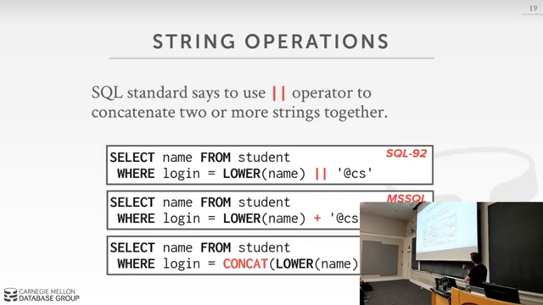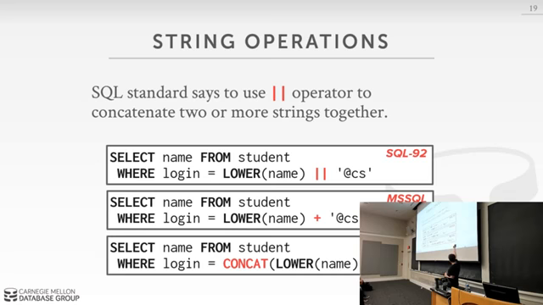The SQL standard says that you use 2 double bars to concatenate 2 strings together, and most systems follow this. In my opinion, Postgres and Oracle probably follow the SQL standard the best out of all the systems. SQL Server and DB2 are probably next, then SQLite, and MySQL is probably the worst. So you want to concatenate the student name and add @cs to it. Use double bar in the SQL standard.